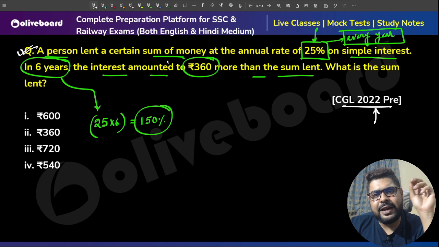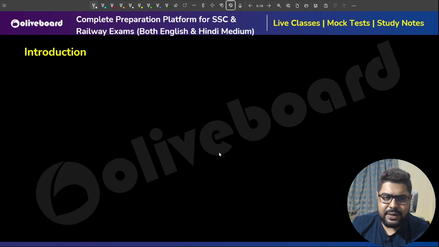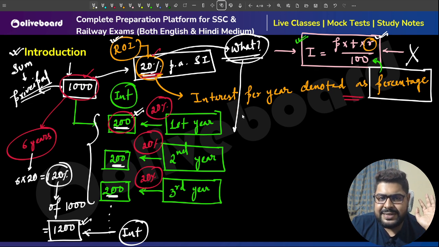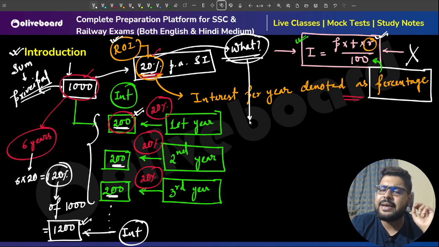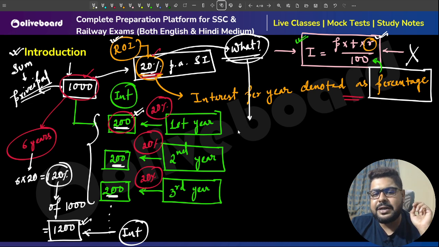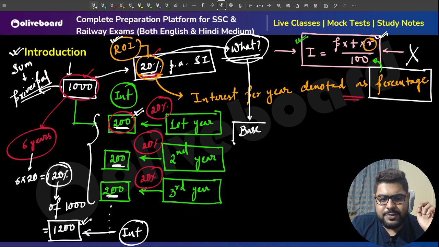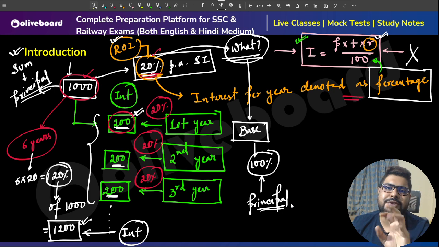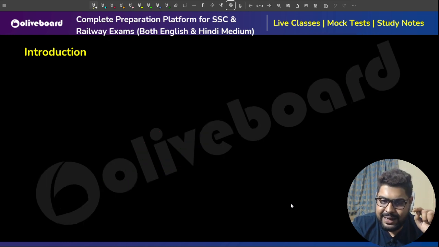Now, one very important thing you need to understand here. Just one thing I forgot to tell you guys. Over here, what was my base? 20% means 20% of what? Principal. Whatever is the base, we learned this in the profit and loss chapter. Whatever is my base in terms of percentage, that we always take as 100%. So our principal will always be our 100%, always.